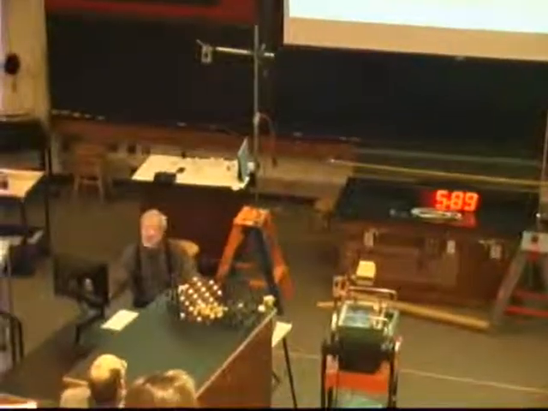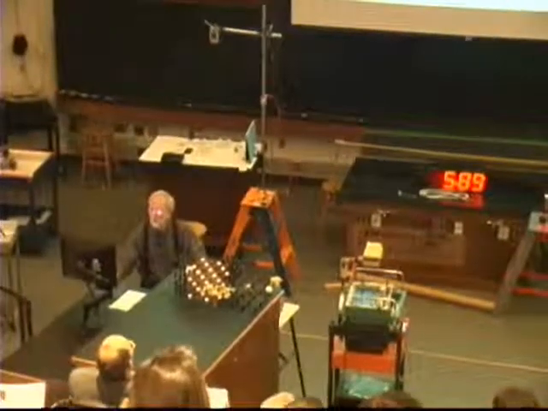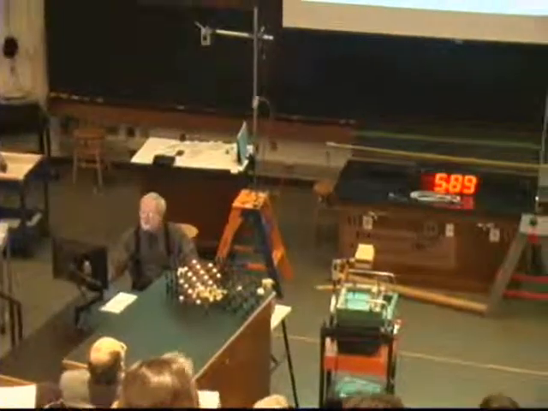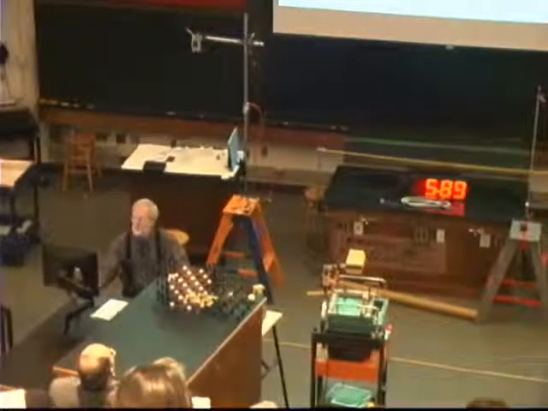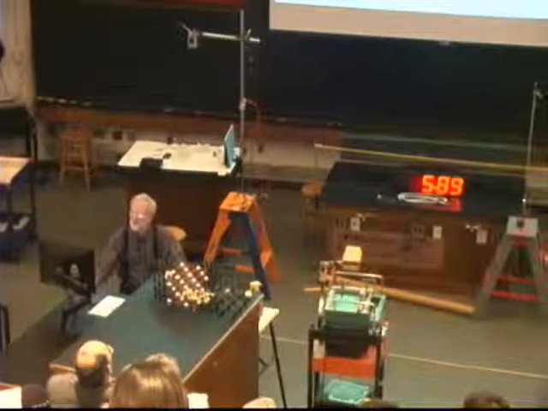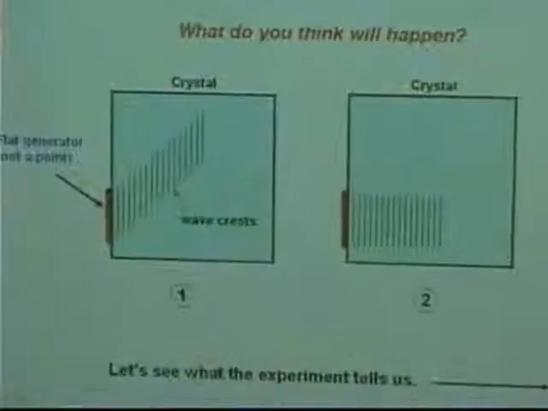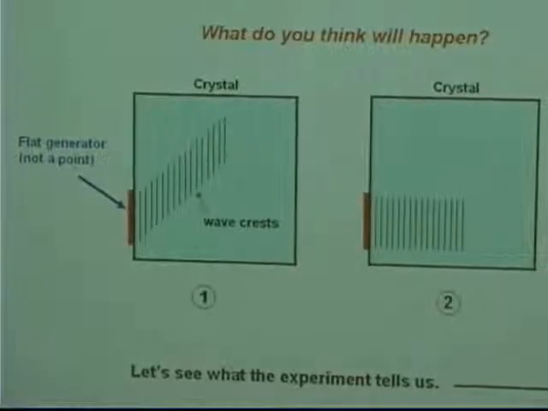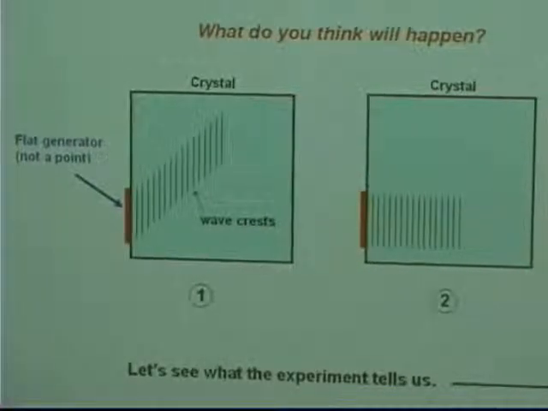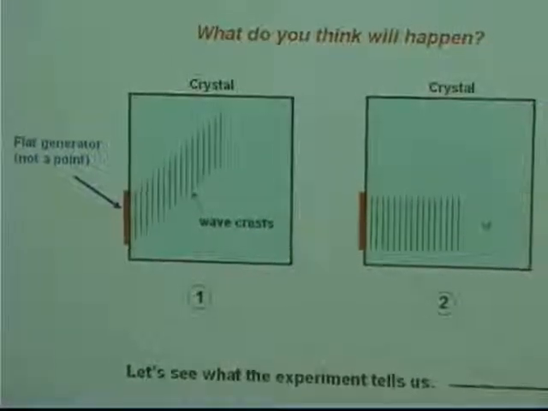Well, there are other experiments that we can do, and one of them was done quite a ways back, a few decades ago. But I'm going to ask you a question first. Let's say instead of a point source, we have a plane source, and we put this ultrasonic plane on the crystal, and we ask, what is going to happen? Are the wave crests going to go like picture 1 or picture 2?